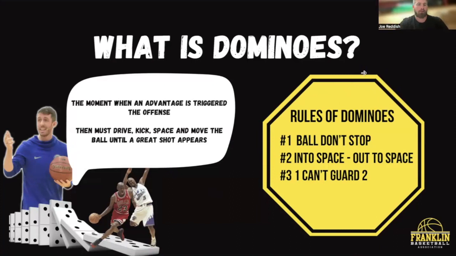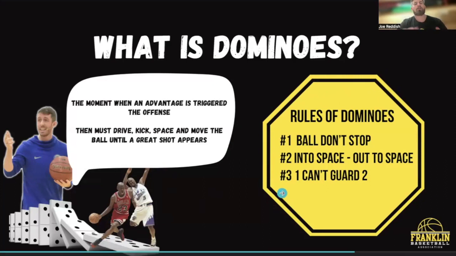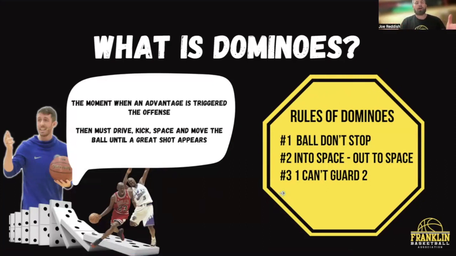If we tip the domino, Michael Jordan's driving, and he passes it to me, but then when I catch the ball, I hold it, well, then the defense is just going to recover, match up, and then we're probably going to end up back in neutral. We don't want that to happen. So the first rule is that the ball must keep moving. The ball can't stop. We want to build this advantage to find the good shots.